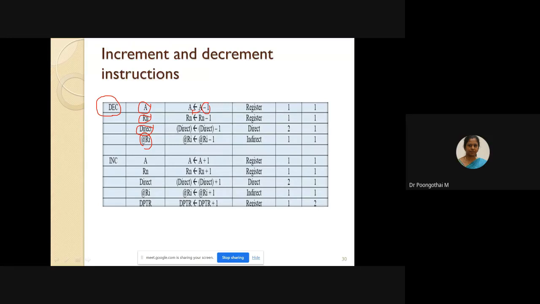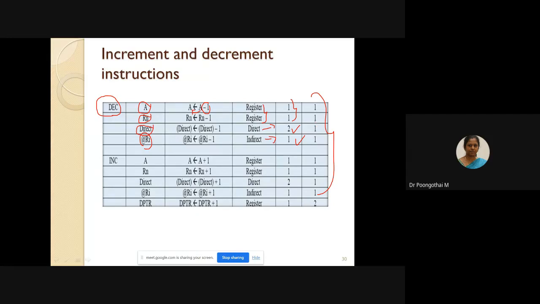The first two are register addressing mode because the registers are directly specified in the instruction. The third one is the direct addressing mode, and the fourth one is the indirect addressing mode because it is addressed by R0 and R1 8-bit pointers. The first two take one byte, the third takes 2 bytes, and the last one takes 1 byte, and 1 machine cycle is required for executing these instructions.